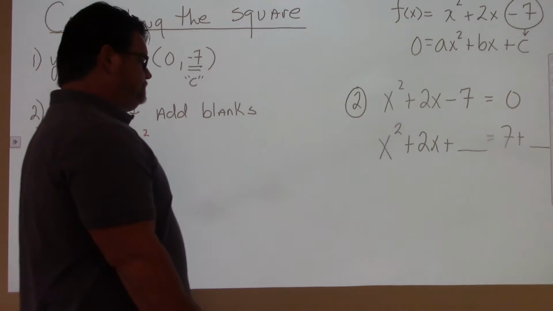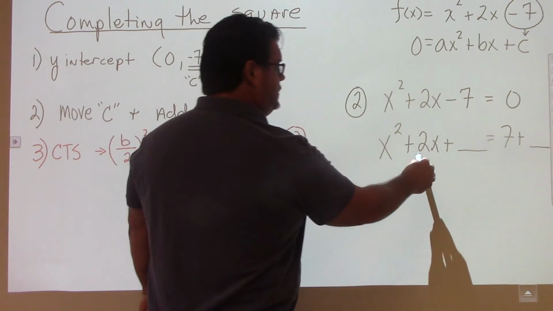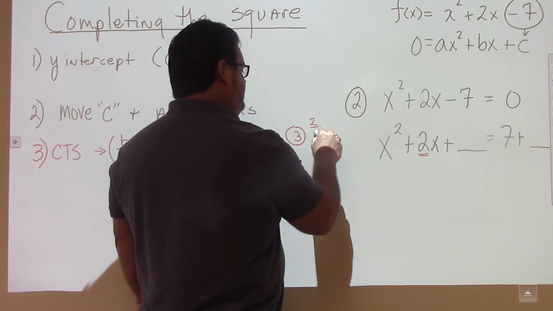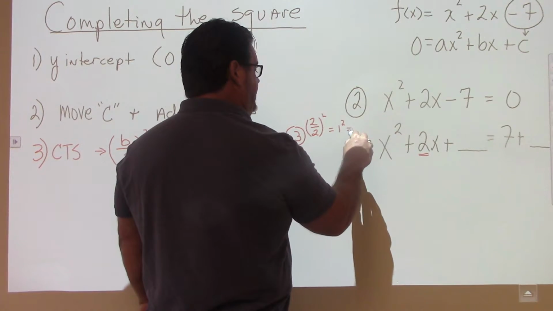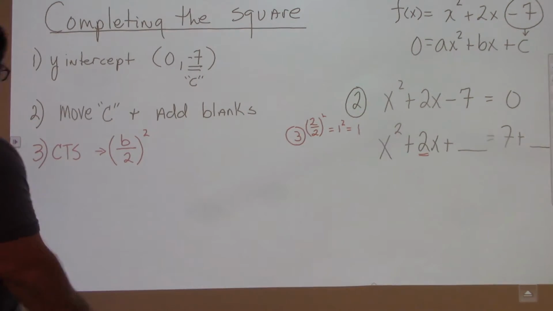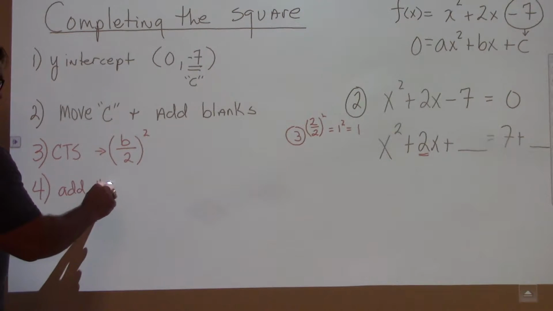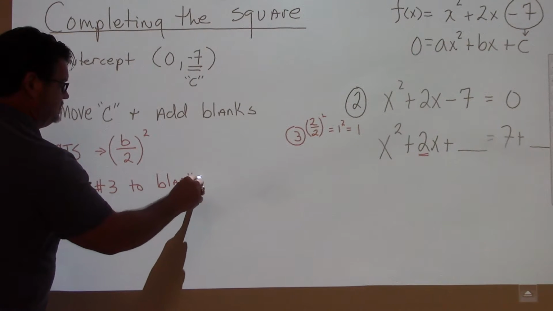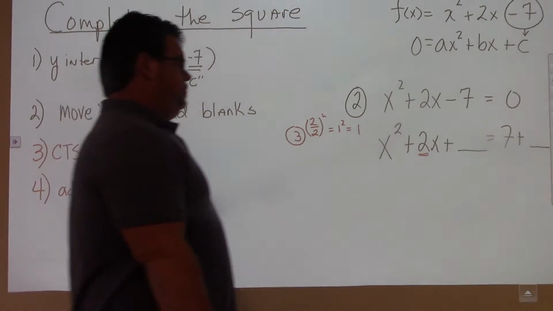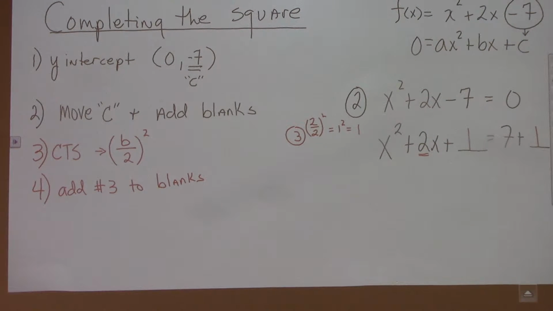So in this case, this is 3. 2 divided by 2 and square it is equal to 1 squared, which is equal to what? 1. And 4, add number 3 to blanks. So I'm going to take that 1 and I'm going to put it here and there. Now simplify that. In other words, simplify the right side.